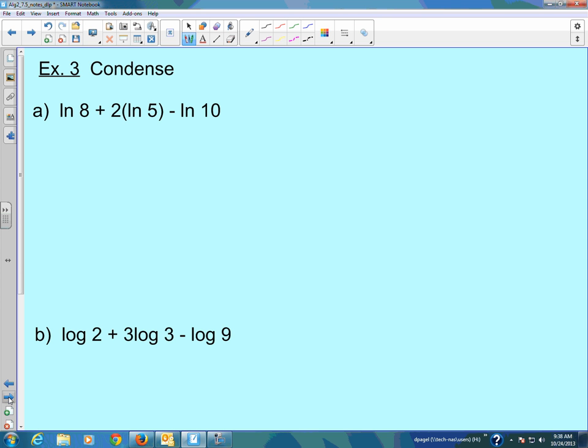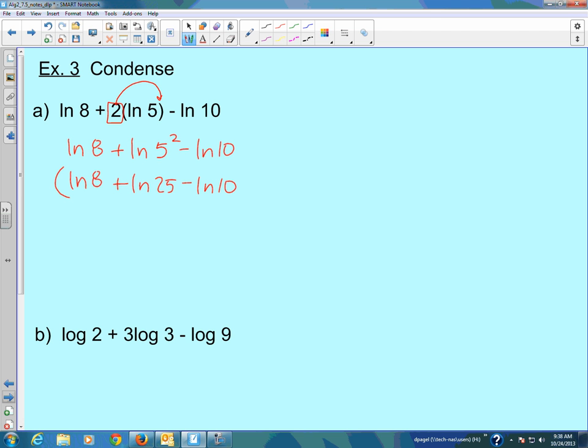And by the way, these properties work for both natural logs and logs, because remember a natural log is just a log base e. All right, so the first thing I see here is this 2. It's camping out in front of this natural log of 5, and it's going to go back and become a power. So we'll go step by step here. Natural log of 5 squared minus natural log of 10. Go ahead and simplify the 5 squared. So now I have natural log of 25.